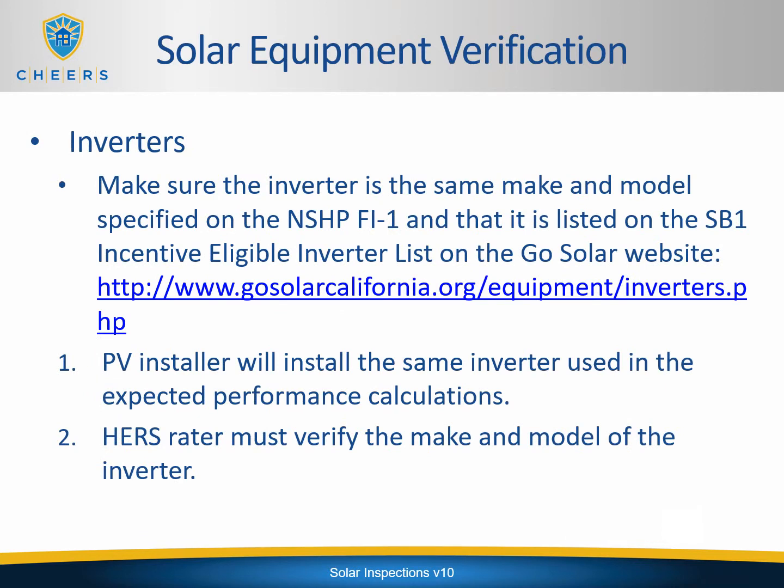Equipment verification of the inverter. Make sure the inverter is the same make and model specified on the FI1 and that it is listed on the SB1 incentive eligible inverter list on the Go Solar website. The PV installer will install the same inverter used in the expected performance calculations, and the HERS rater must verify the make and model of the inverter.